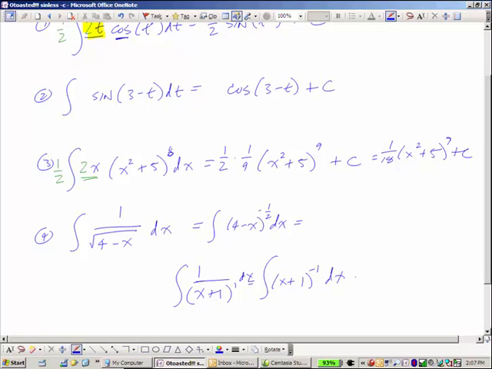So for this function, the antiderivative would be the natural log of x plus 1 plus c. However, this isn't raised to the negative 1 power. This is to the negative 1/2 power. So if it's any power other than negative 1, we can use the power rule, the opposite of the power rule. Do you want to take a shot at it?